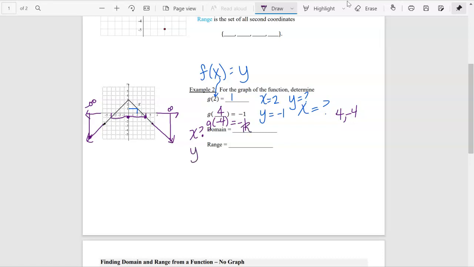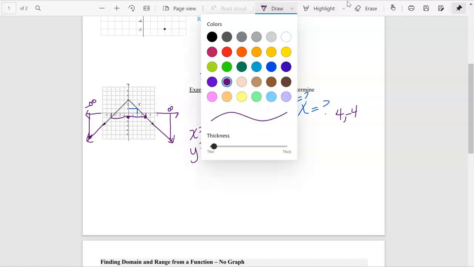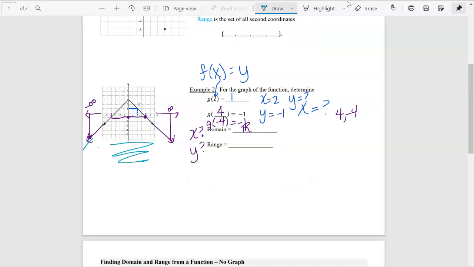On the range, you're going to ask yourself, what could y be? And on the range, you really want to start at the bottom and go up. So we're talking about the range. I'm starting down here, and even way down here on my graph, I'm going to have some y values because this goes down forever. This v keeps going forever and ever and ever until we get to this point right here where y is equal to 3.